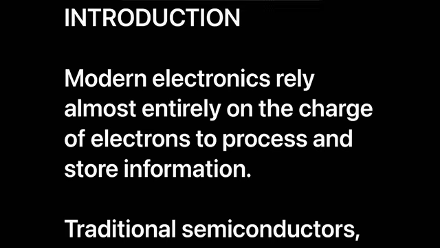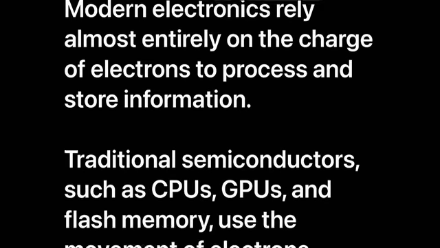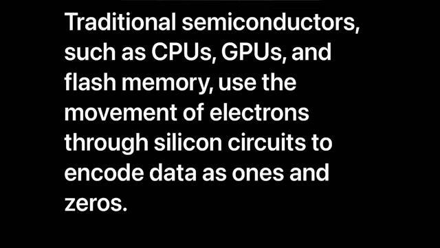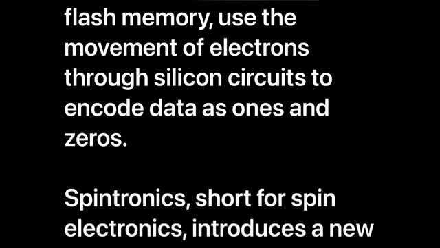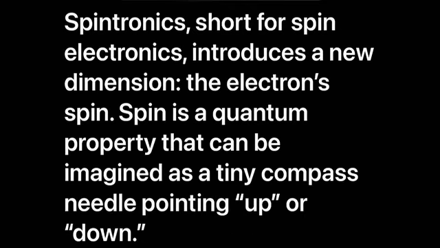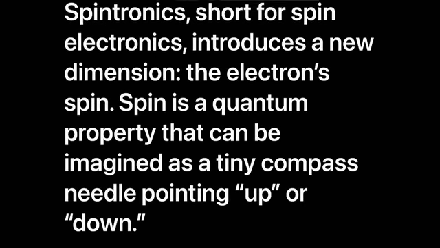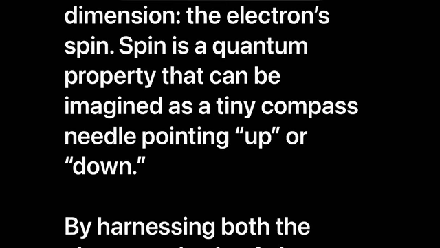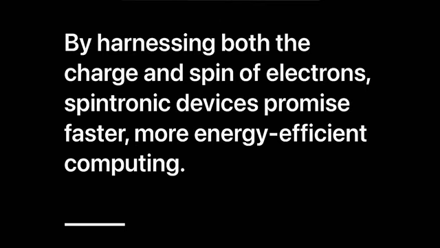Introduction. Modern electronics rely almost entirely on the charge of electrons to process and store information. Traditional semiconductors, such as CPUs, GPUs, and flash memory, use the movement of electrons through silicon circuits to encode data as ones and zeros. Spintronics, short for spin electronics, introduces a new dimension, the electron's spin. Spin is a quantum property that can be imagined as a tiny compass needle pointing up or down. By harnessing both the charge and spin of electrons, spintronic devices promise faster, more energy-efficient computing.